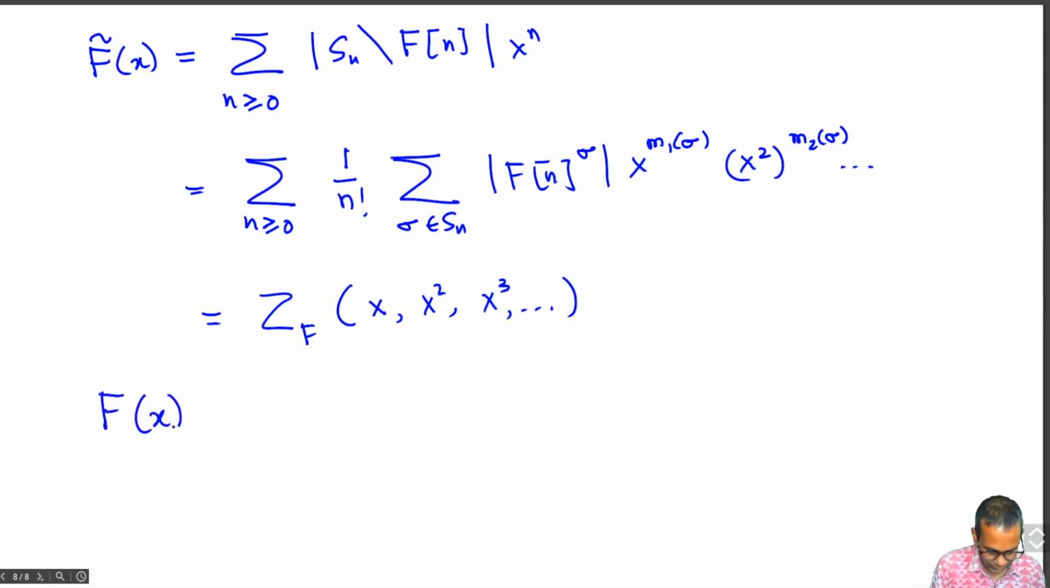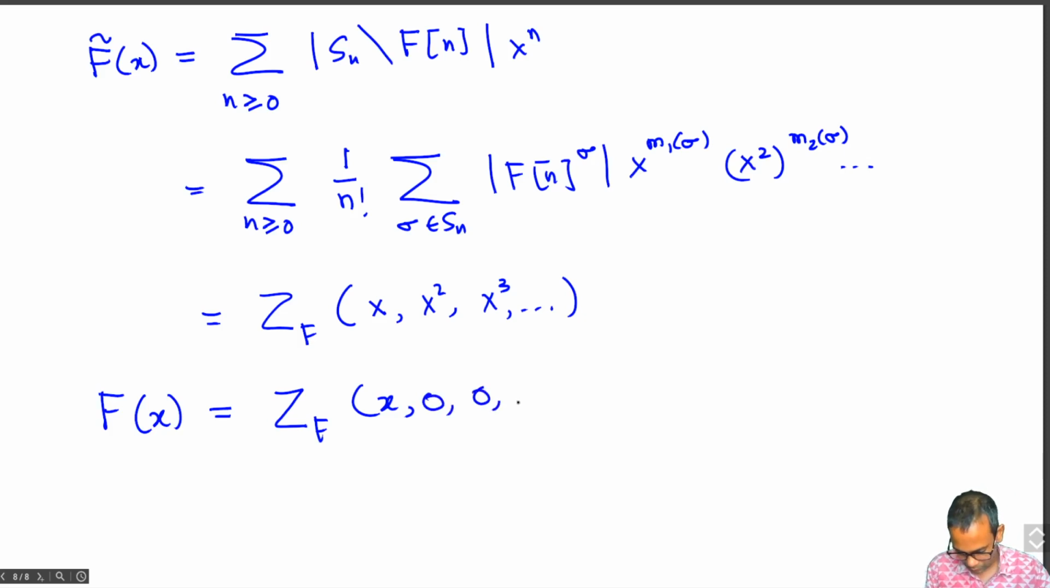And it's easy to see that the exponential generating function is just given by Z f of x comma 0 comma 0. I'll leave that as an easy exercise to you, because when you evaluate, you set x2, x3 and x4 and so on to be equal to 0. You don't look at any permutations other than the identity permutation. Your permutation should only have one cycle, and so you end up counting the elements of Fn. Okay, so that's easy to prove.